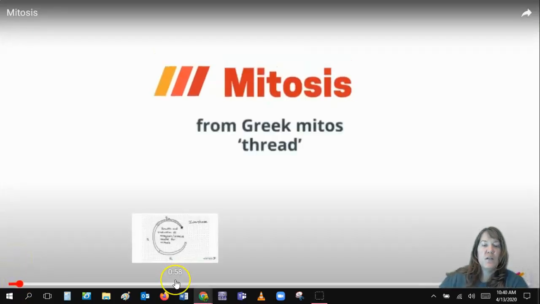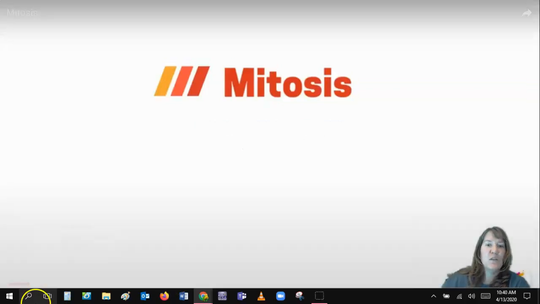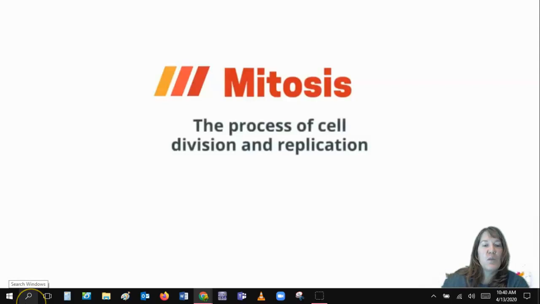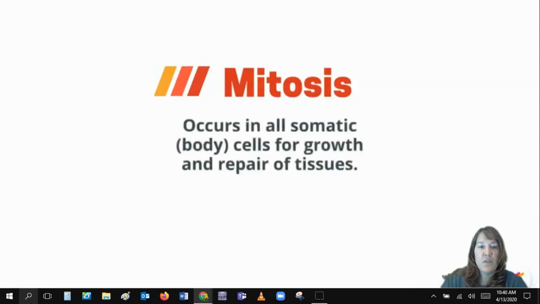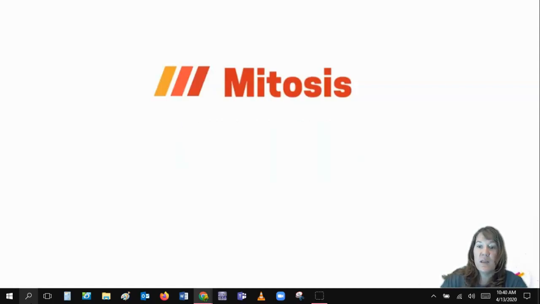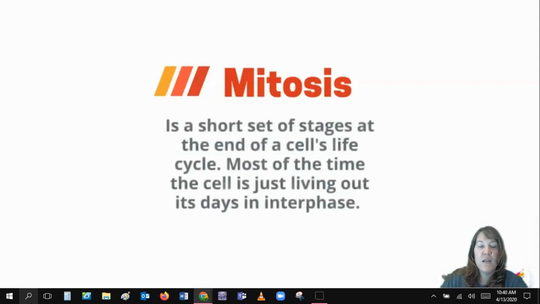Okay, there we go. From the Greek word mitos or thread, again referring to the spindle fibers. So the process of cell division and replication. So this is our normal cell replication, healthy cell replication. And it occurs in all somatic or body cells. So when we're growing new bones, new skin, replacing things that are damaged or getting old.